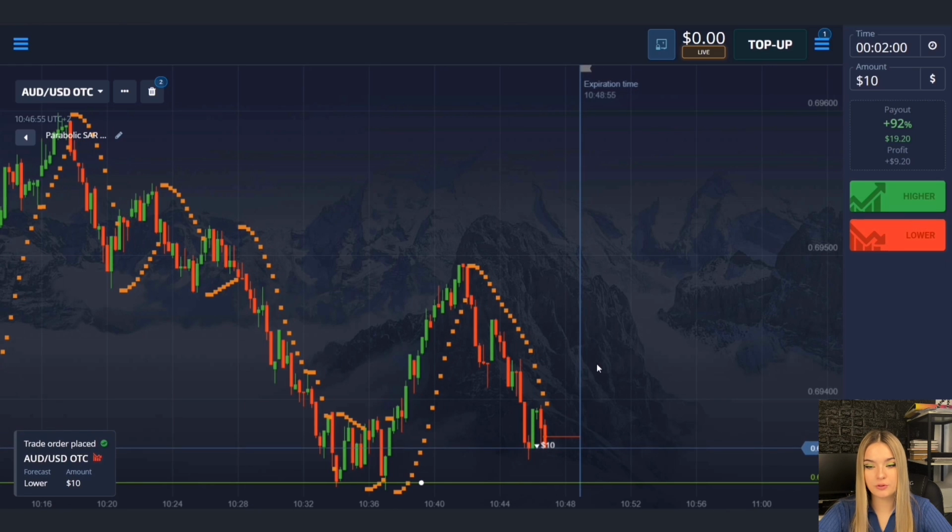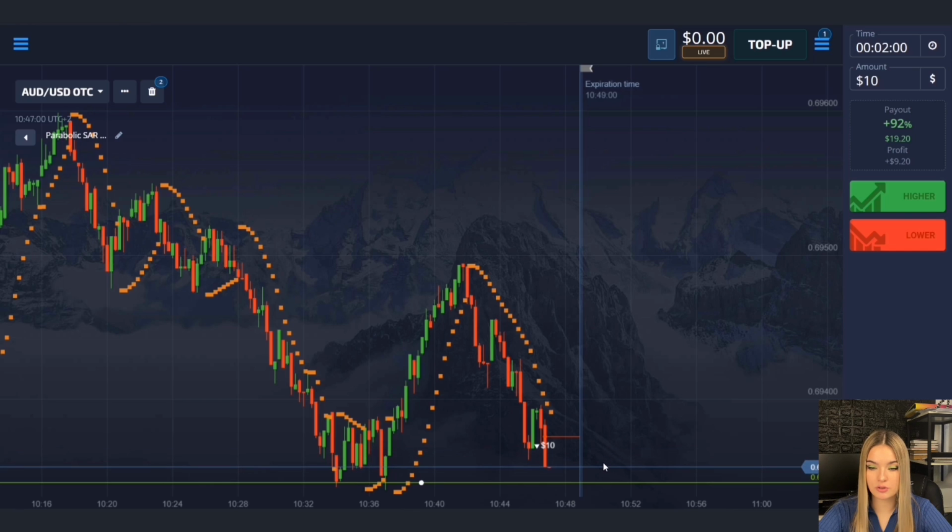I think that in the near future the price will continue to move towards this level and it may also be broken, since the general trend of the price is also going down. The price highs are getting lower. So friends, let's wait for the end of our first deal. Let's see with what result it will close.